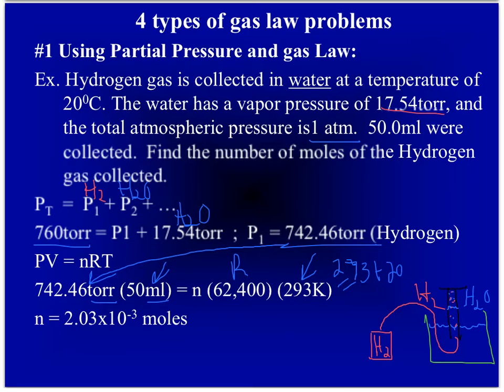You need to isolate n, so divide both sides by 62,400, and also divide both sides by 293. And that will give us 2.03 times 10 to the negative third moles.